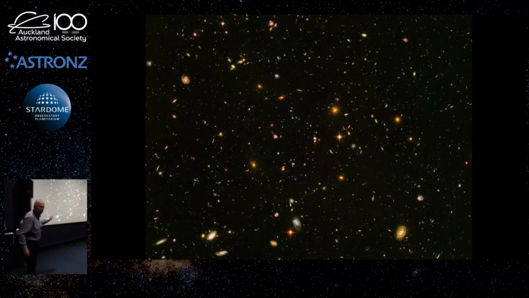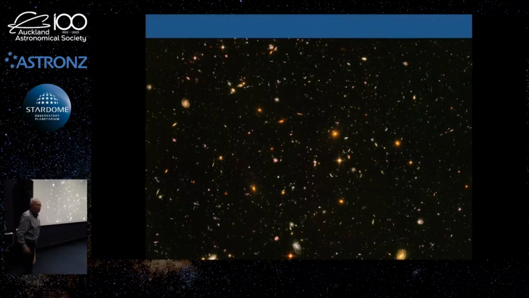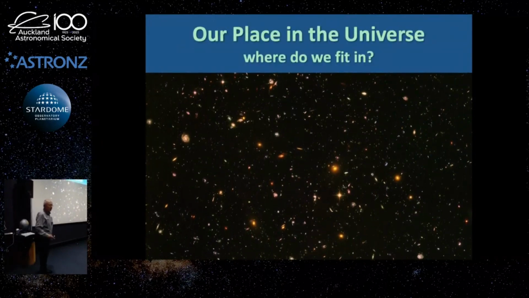There are 10,000 points of light on that image, each of which represents an entire galaxy of millions, sometimes billions of stars. And it reflects the enormity of the universe, whereby if you extrapolate that out, they estimate there could be up to 2 trillion galaxies in the universe. And of course, the next question you're probably going to think to yourself is, where do we fit in on all of that? And that's why tonight's talk is titled, Our Place in the Universe, Where Do We Fit In?